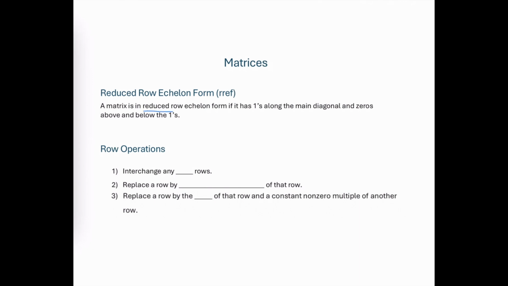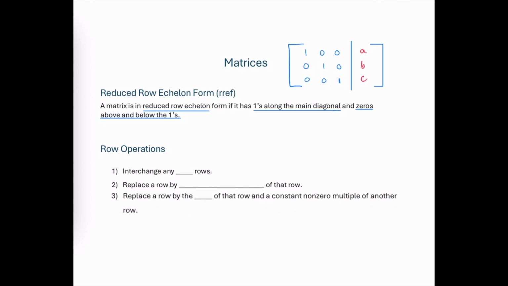A matrix is in reduced row echelon form if it has ones along the main diagonal and zeros above and below those ones. So here we have a matrix that would be in reduced row echelon form. To the right of the augment bar, we would have constant values. I'm going to use A, B, and C just to represent those constants.